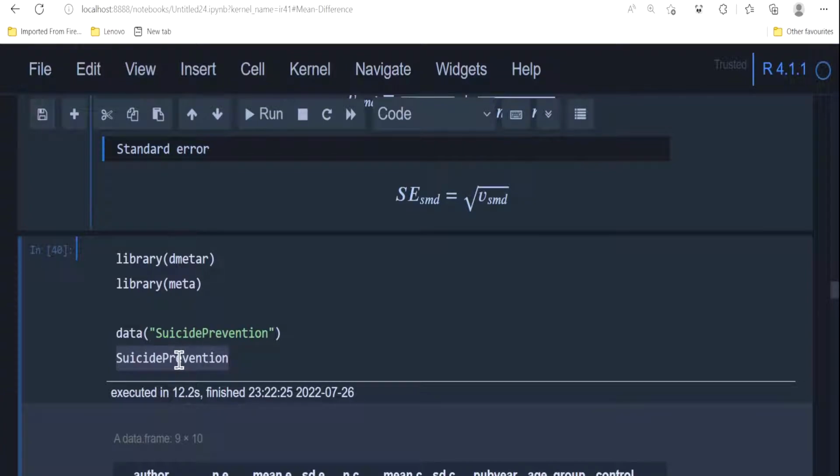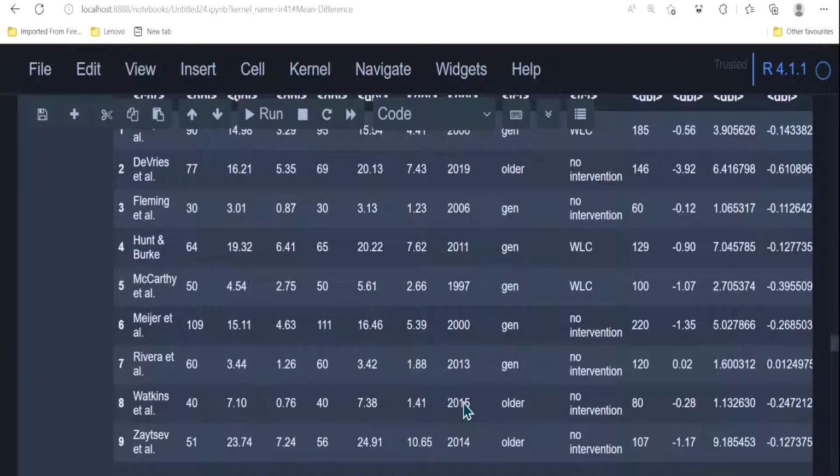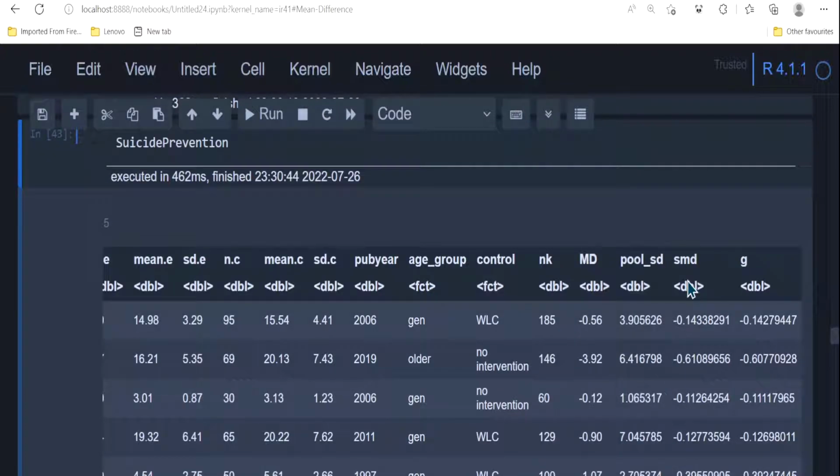Maybe instead of loading, because if I load it, it will have to run it again, so that means I will have to rerun the whole thing again. So let me print it, and now I have to see what I have. So now I already have what I want. So the Hedges' G is the standardized mean difference. It's really a small effect, because depending on your sample size, if your sample size is actually the same, you will not have that much impact.